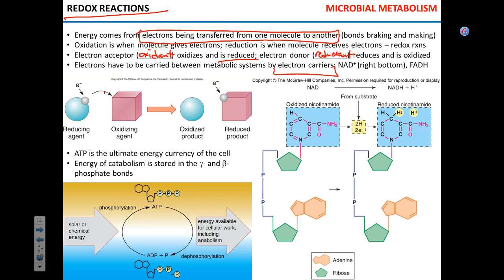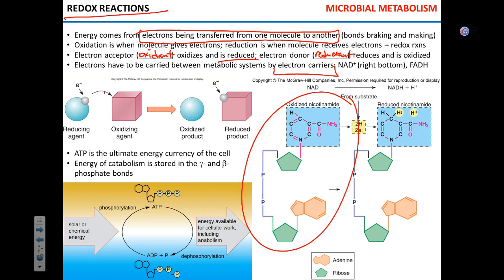You have heard these names. NAD, FADH. So this is the example of NAD, nicotinamide adenine dinucleotide. You don't need to know the long name. I just want you to know the acronym, NAD. When NAD acquires electron, what happens to it? Is it getting reduced or oxidized? When it acquires electron, it is reduced. And then when it delivers electron, when electron is needed, and then gives it away, it is oxidized.